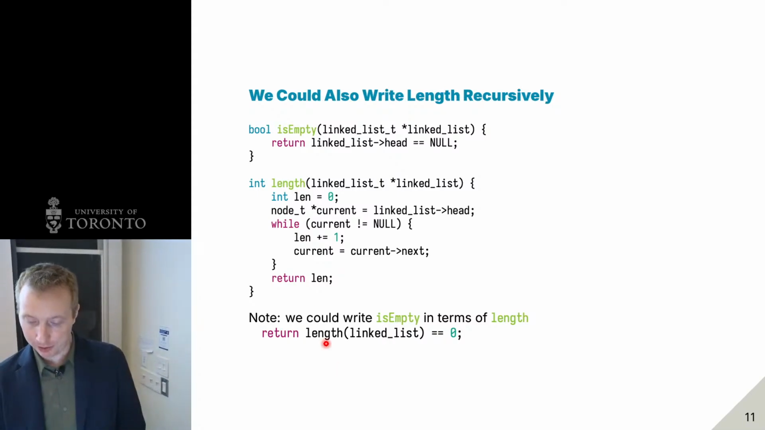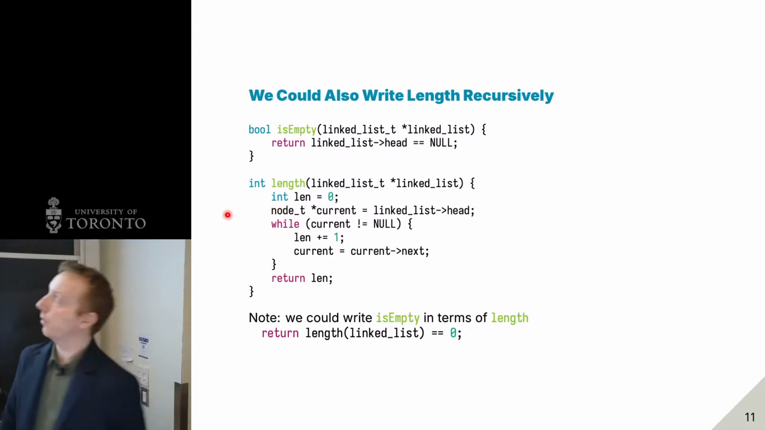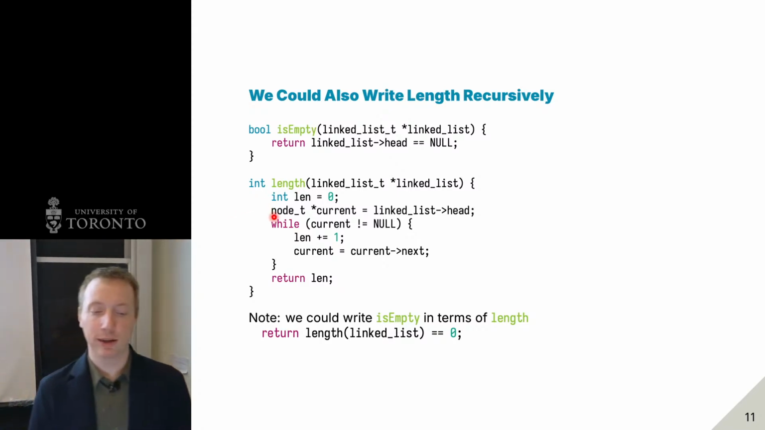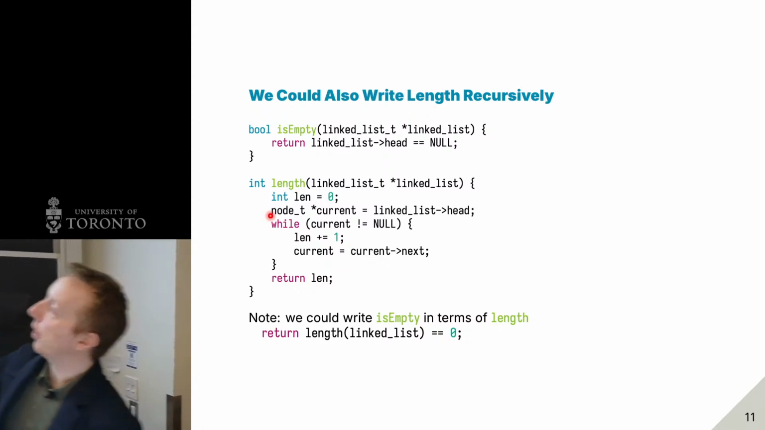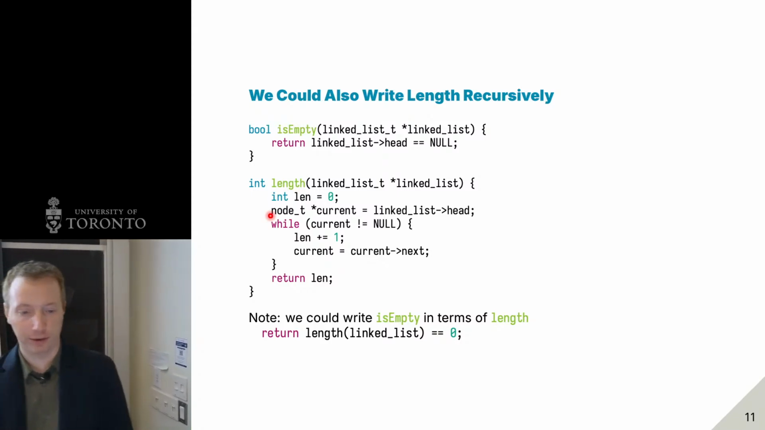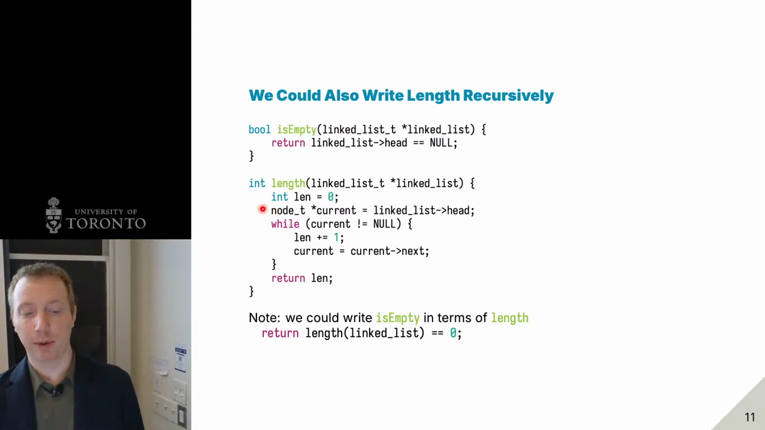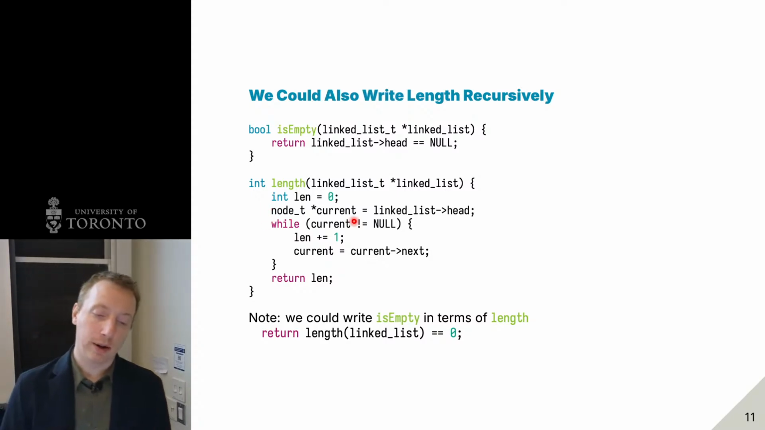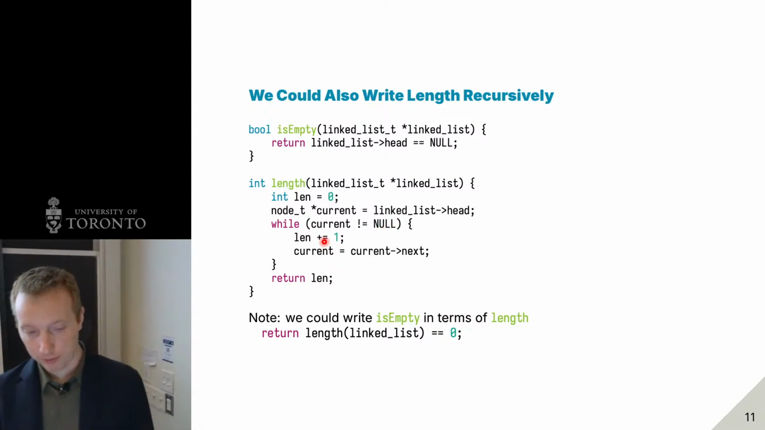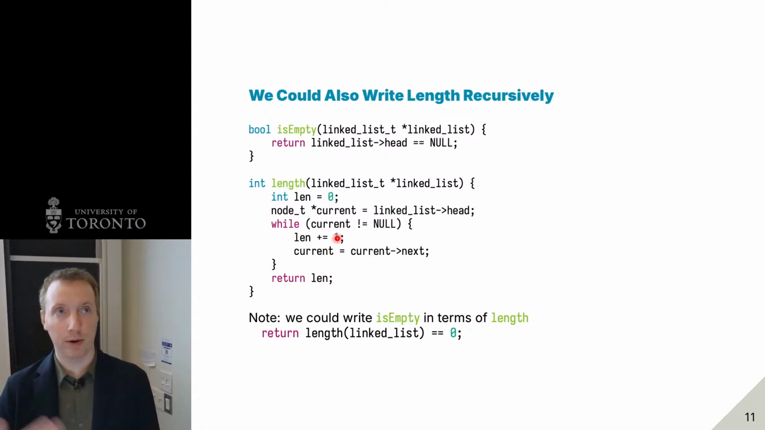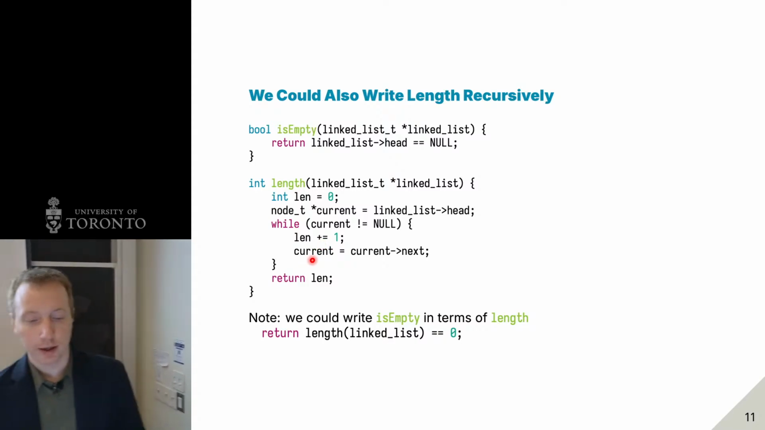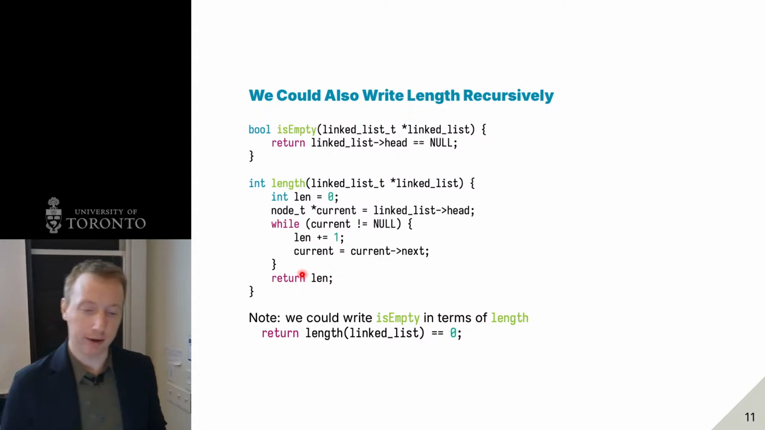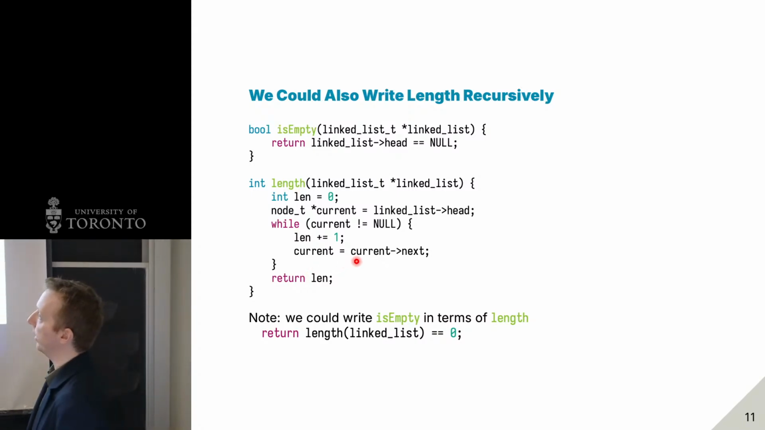If we wanted to do the length function iteratively using a while loop, we could just create a local variable called len and do our normal iteration over our list. This will probably look very familiar to you. I could say current is equal to linked list head. While current does not equal null, add 1 to the length, so I know this node is valid. Update current to point to the next. Keep on going until we hit the end of the list, and then I could return len at the end.